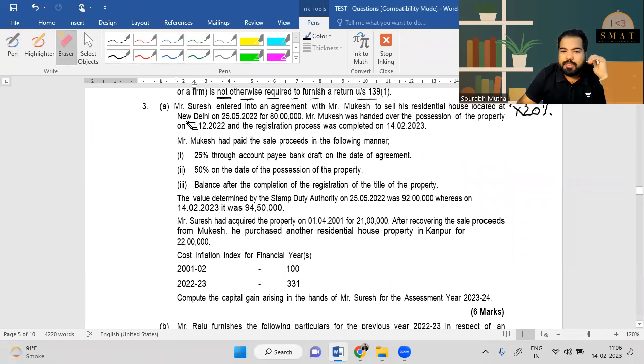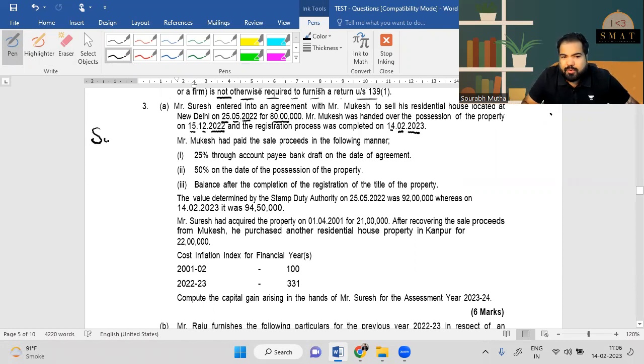Question number 3A. Mr. Suresh entered into an agreement to sell his residential house property at New Delhi on the 25th of May 2022 for rupees 80 lakh. Mr. Mukesh took possession of the property on 15 December 2022, and the registration process was completed on 14th of Feb 2023. So guys, who's the seller here? The seller is Suresh. We'll have to calculate the capital gain.